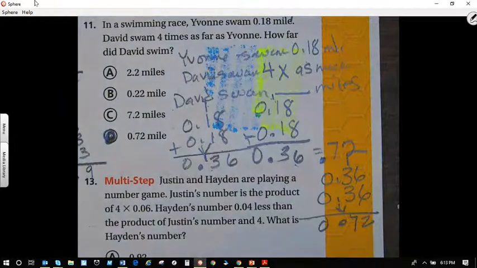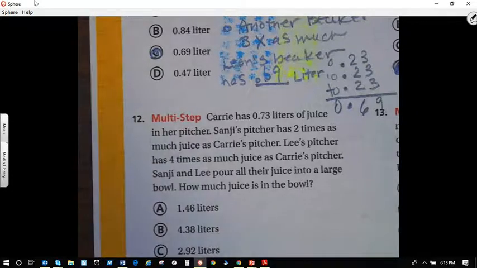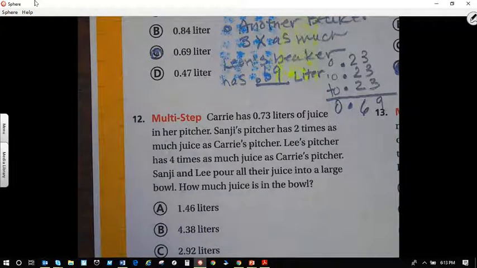All right. Now we're looking at number 12 on our multi-step problem. Carrie has 7,300 liters of juice in her pitcher. Now Sanji's pitcher has 2 times as much as Carrie's. But Lee's pitcher has 4 times as much as Carrie's. Sanji and Lee pour all their juice into a large bowl. Now how much juice is in the bowl?